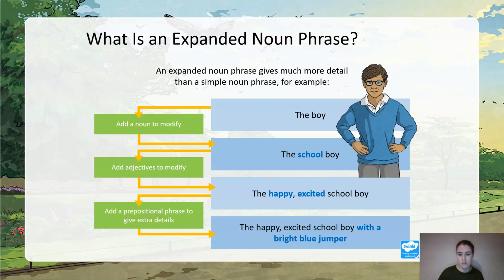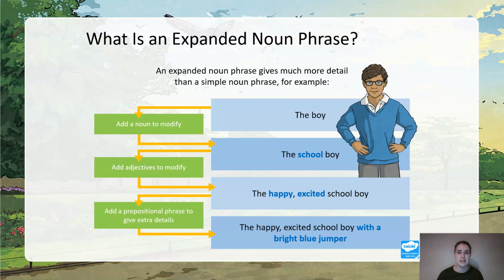To then give even more information, I'm going to add a prepositional phrase. Okay, so I'm going to expand on it even more. So the happy, excited schoolboy with a bright blue jumper. And not only have I added a prepositional phrase, I've also used a bit of alliteration in there of bright blue. So you can see how we've gone from the boy to the happy, excited schoolboy with a bright blue jumper. That sounds much better.